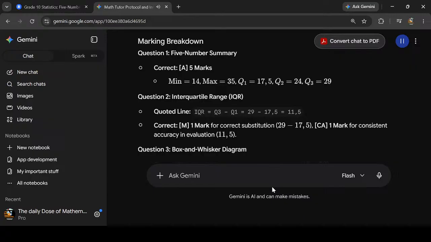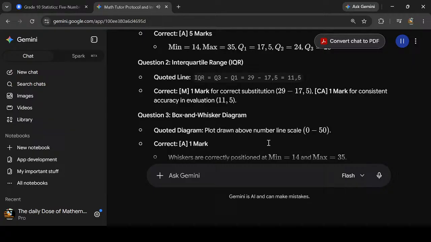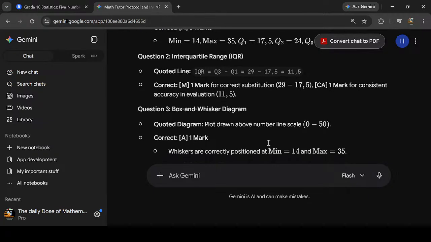Question 2, interquartile range, IQR. Correct line: IQR equals Q3 minus Q1 equals 29 minus 17.5, equals 11.5. Correct answer. M1: 1 mark for correct substitution, 29 minus 17.5. A1: 1 mark for consistent accuracy in evaluation, 11.5.